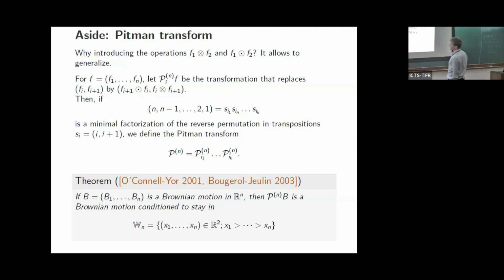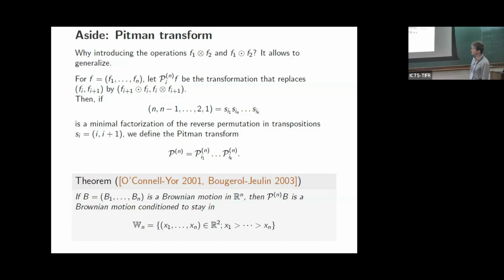And now there is a very nice result, which is the generalization of Pitman's theorem. If you take a Brownian motion with n components, B1 to Bn, then its Pitman transform is a Brownian motion which is conditioned to stay in the Weyl chamber, being the points in R^n that are ordered. And this last stochastic process is quite interesting. It corresponds to the process of eigenvalues of a Hermitian matrix whose entries are Brownian motions. It's called the Dyson Brownian motion. And it's also a very well studied stochastic process for its random matrix applications.